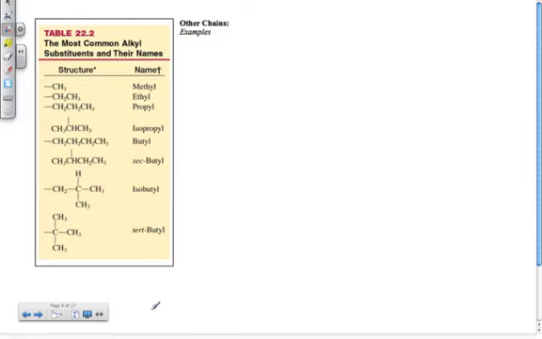Let's talk about some functional groups. Remember, a methyl is only 1 carbon, and ethyl is 2 carbons off the parent chain. Propyl is 3 carbons off the parent chain. You won't have to worry so much in this class about the isopropyl or the butyl or a sec-butyl or an isobutyl. You'll get into these when you actually get into organic chemistry.